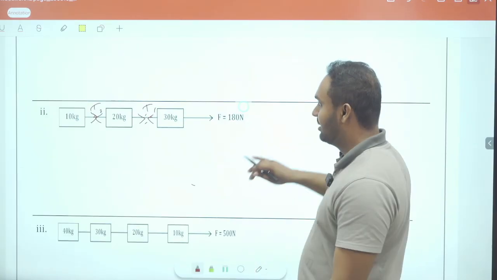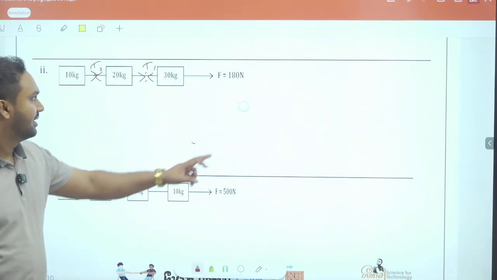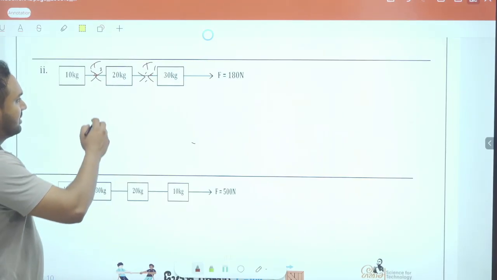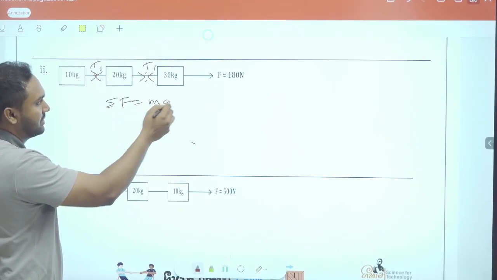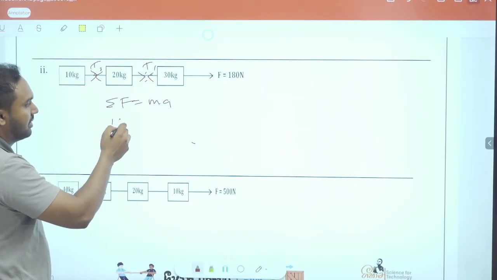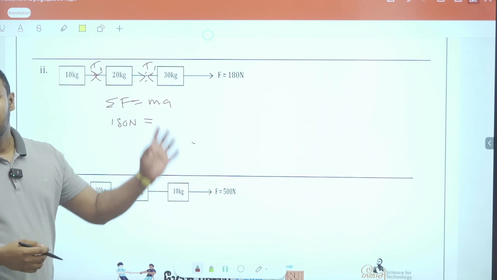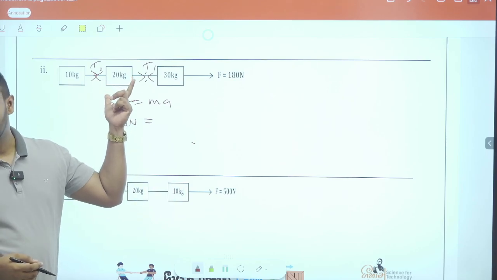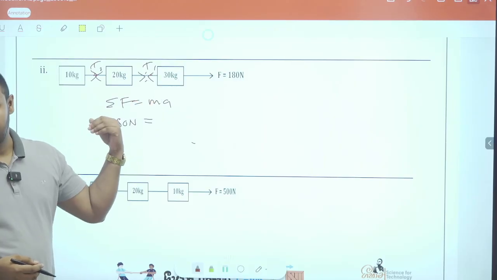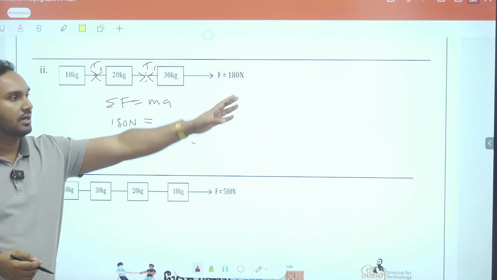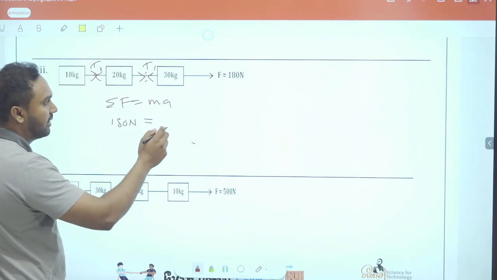I'll check that, right? So I'm going to do the math here now. Listen. First we have to find the acceleration. Put sigma F equals ma to the system. So what is sigma F here? 180 newtons, because that's the only force acting here. But what if there were frictional forces? If there were any frictional forces, you have to deduct them. If there were friction like 30 or 10, you would deduct it from 180. But there is no such force, so the only force acting is 180.